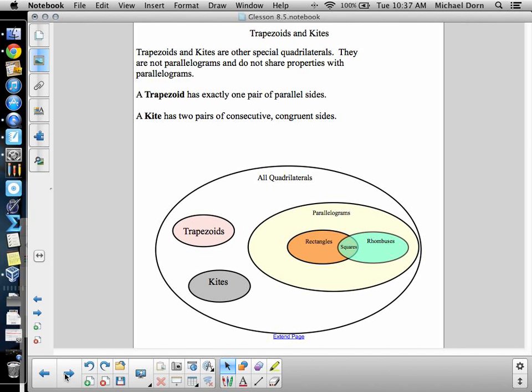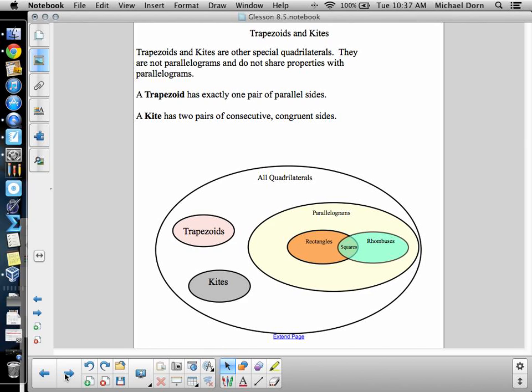But yesterday we talked about all these things that are parallelograms. All these quadrilaterals are parallelograms. Rectangles are parallelograms, rhombuses are parallelograms, squares are parallelograms. They're all parallelograms. But now we need to talk about things that are not parallelograms. Okay?